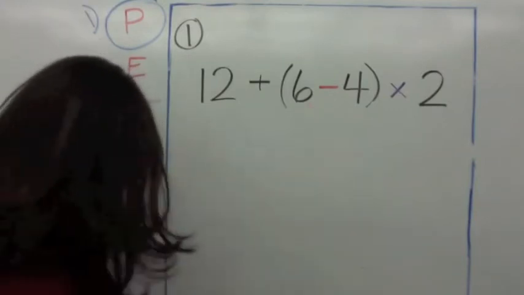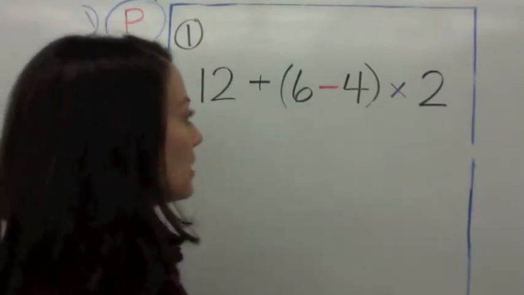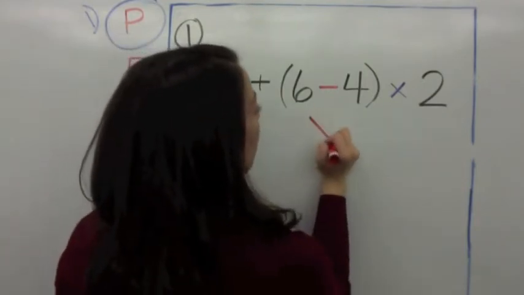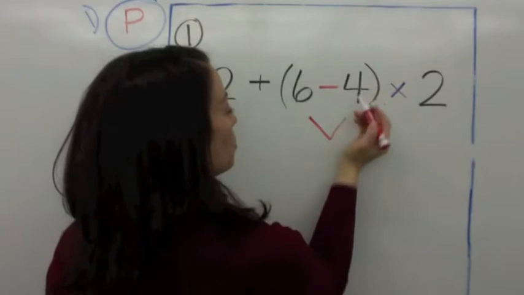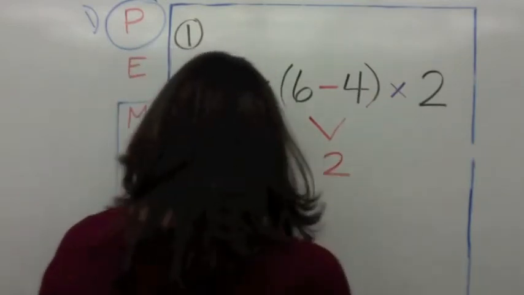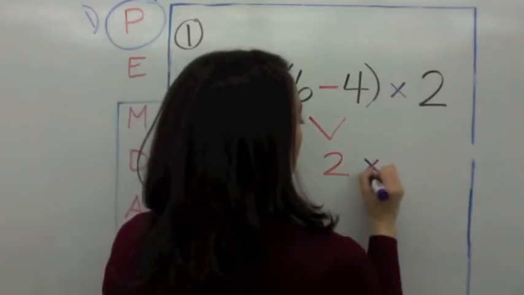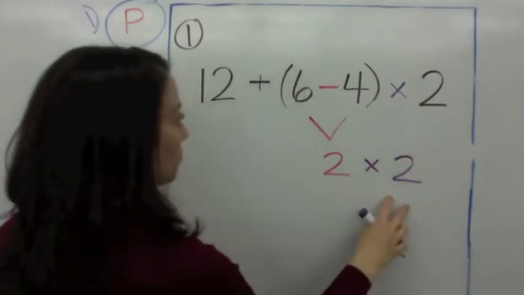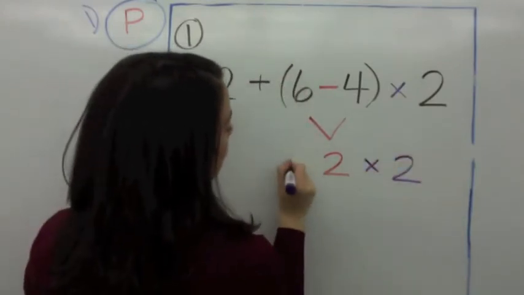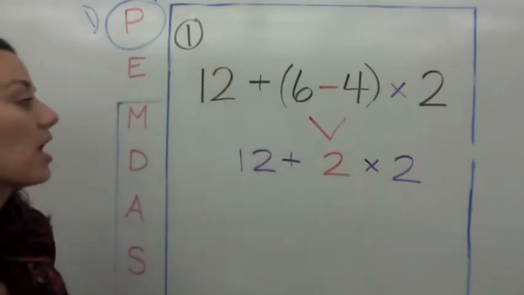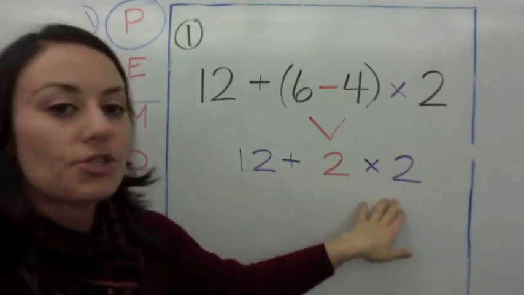So what is in the parentheses? It is 6 minus 4. Let's do 6 take away 4. Remember, it's 6, 5, 4, 3, 2. And now we're going to bring down the rest of the operations. We're going to bring down the multiplication sign, so this is multiply 2 times 2. And over here, it's the addition, and you're adding 12. Now this says 12 plus 2 times 2.